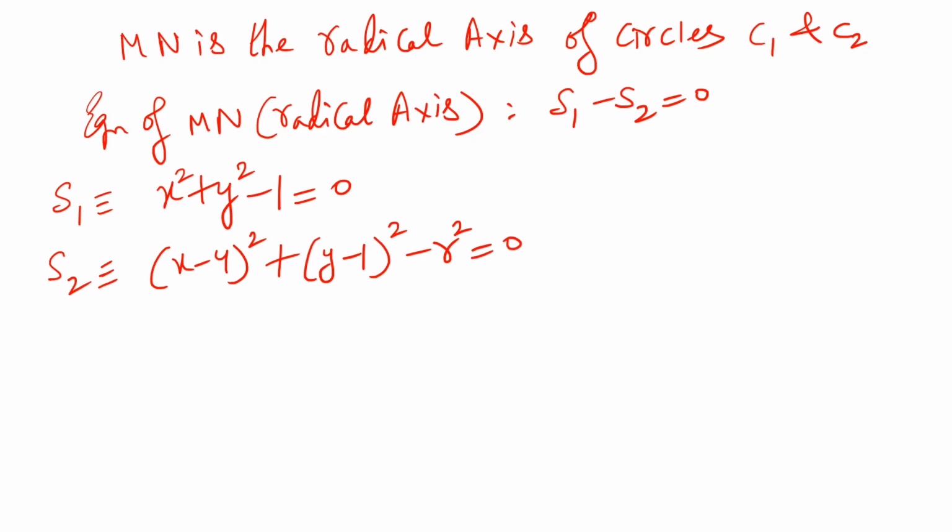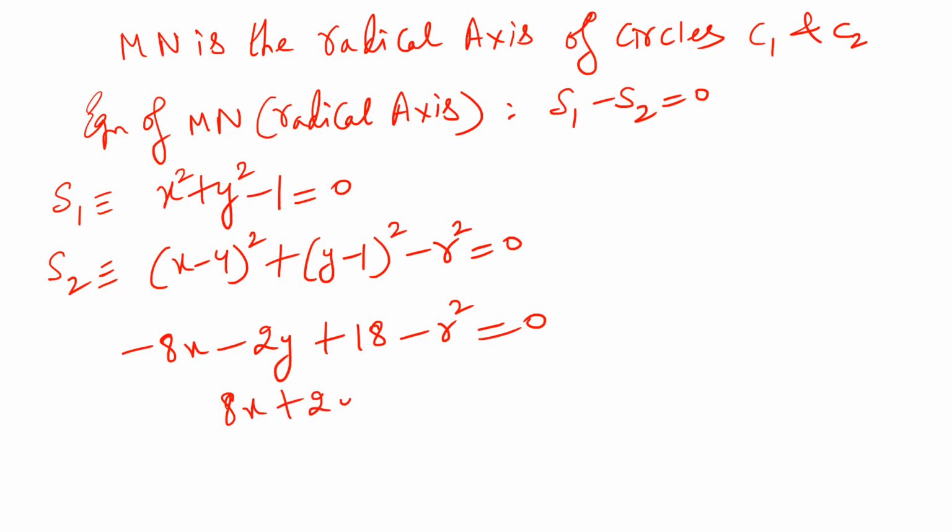Now just subtract the equations of these two circles, so you will get the equation of MN. Now it becomes minus 8x minus 2y plus 18 minus r square equal to 0. Or I can say 8x plus 2y plus r square minus 18 equal to 0. Now students, the point B lies on radical axis MN. So obviously the coordinates of the point B will satisfy this equation.